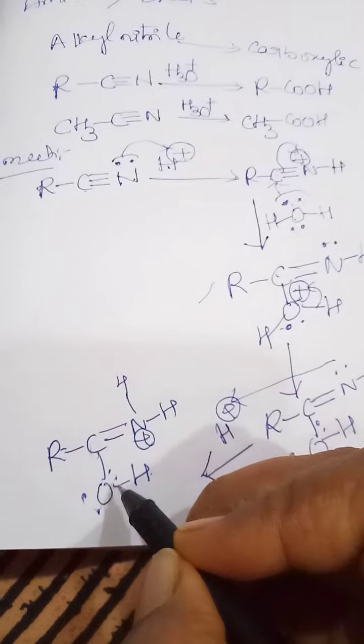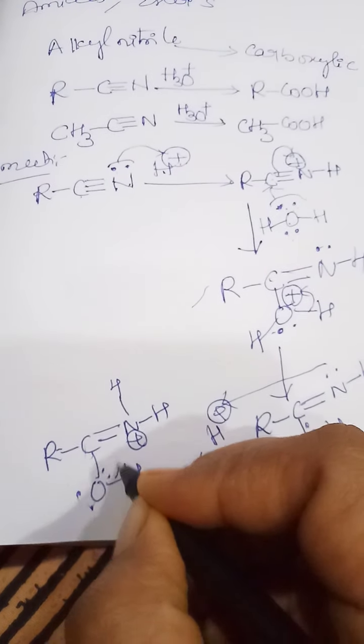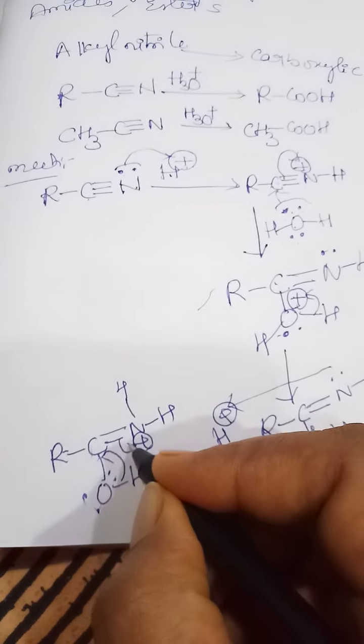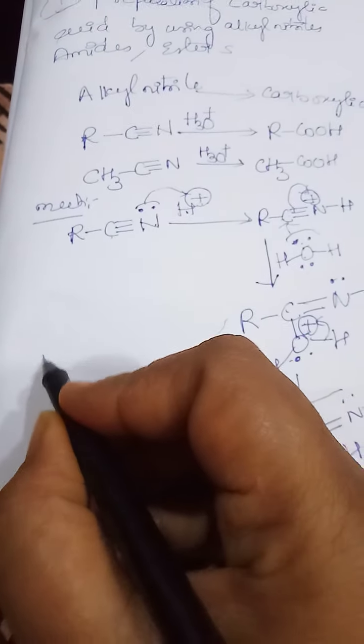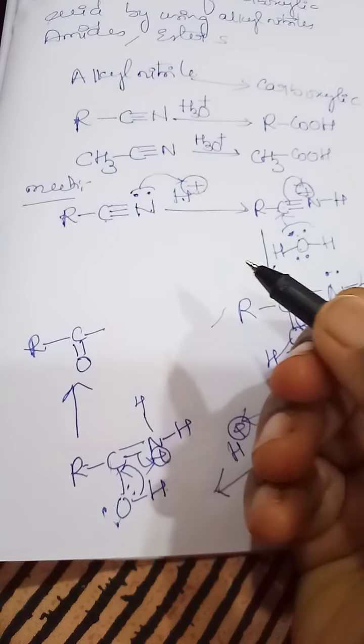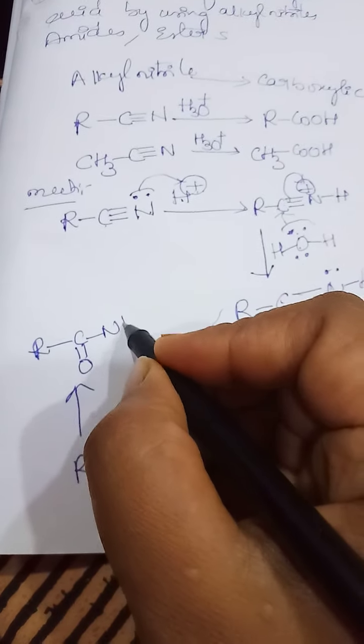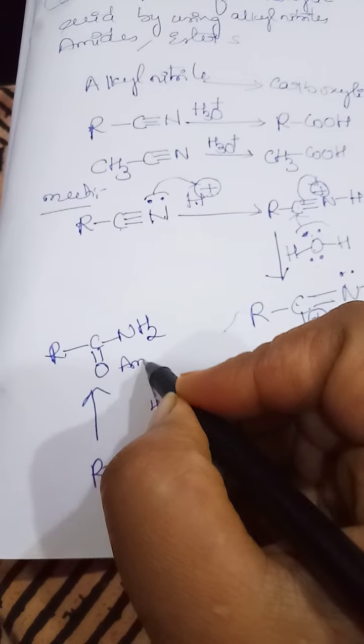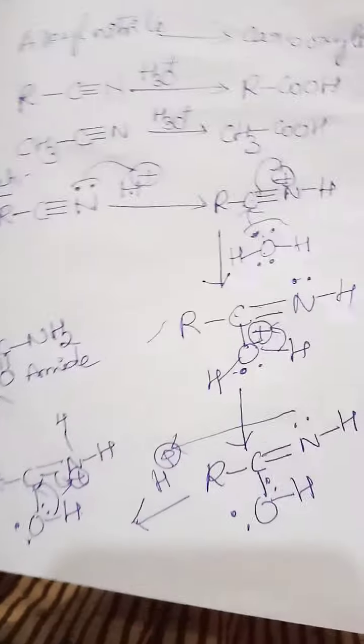Now what happens here? These electrons are moving here, and we have to remove the positive charge, and this leads to the formation of RC double bond O, and this is nothing but NH2. This is nothing but an amide. So this is the way we are preparing our amide.